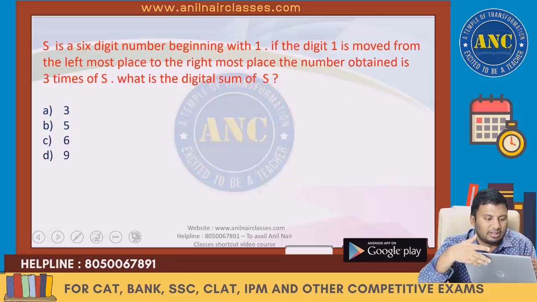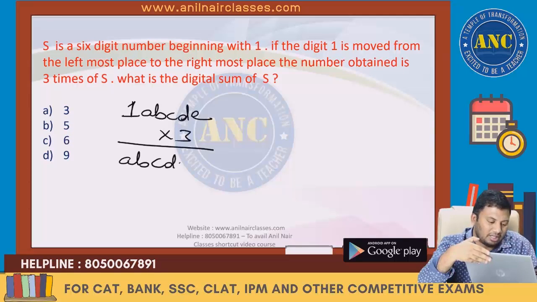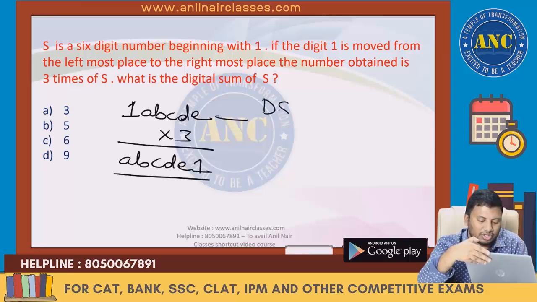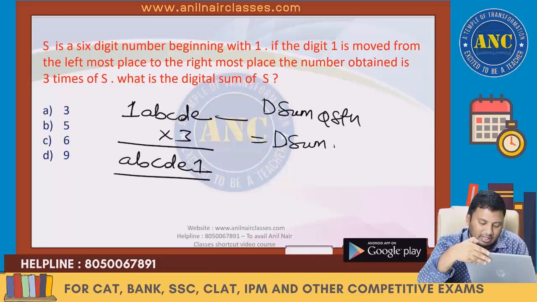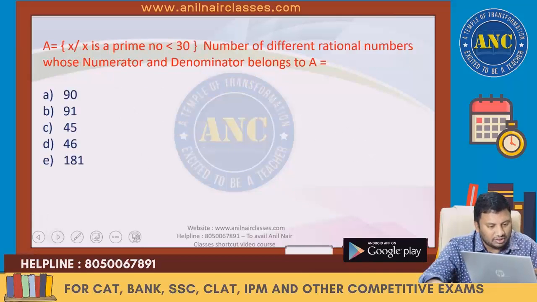Next one, there is a 6-digit number with the leftmost one, A, B, C, D, E. It is multiplied by 3. It becomes another 6-digit number. Right? So the digital sum in the question is equivalent to digital sum in the answer. This is the method we used.